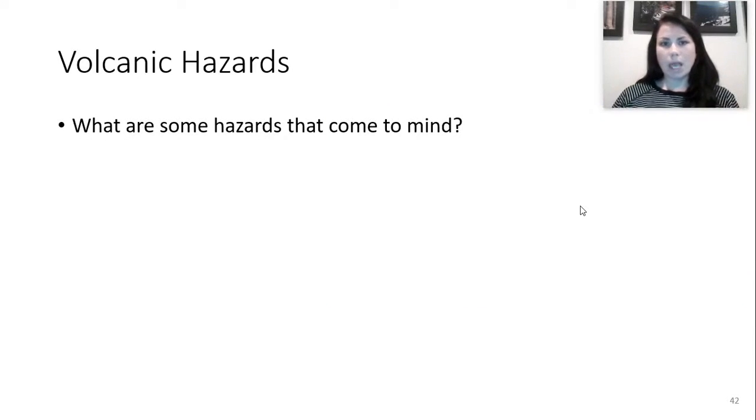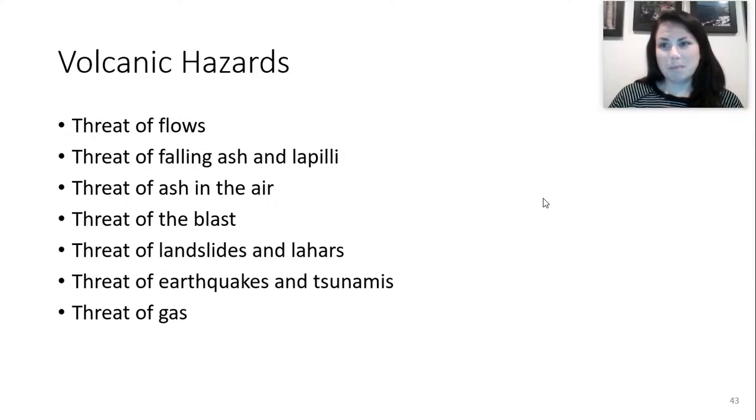So when we think about volcanic hazards, what are some things that come to mind? Well, first is being burned alive from a flow. That would not be pleasant. But you could also have the threat of falling ash or lapilli. You could have ash in the air, which creates a lot of breathing problems. You can have a hazard as a result of the blast itself.